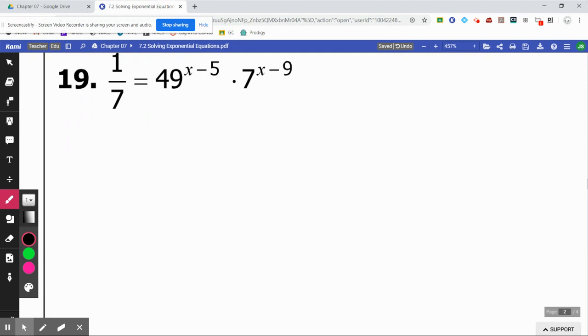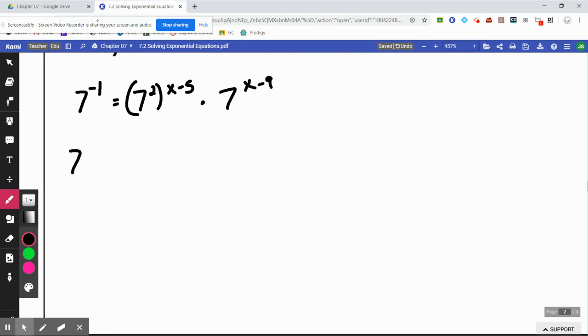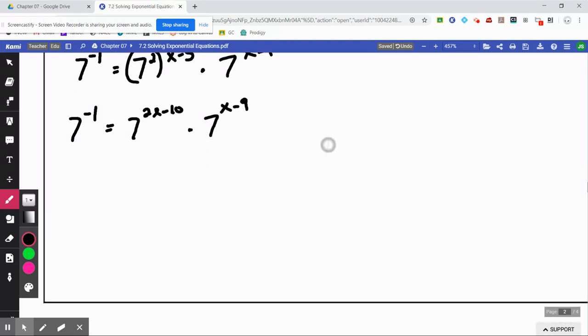All of these are base 7s. This is 7 to the first. Bring it to the top. It becomes 7 to the negative 1. This is 7 to the second, and it's being raised to the x minus 5 power, times 7 to the x minus 9 power. So you now have 7 to the negative 1 equals power to power. Let's go ahead and multiply these. 7 to the 2x minus 10 times 7 to the x minus 9.